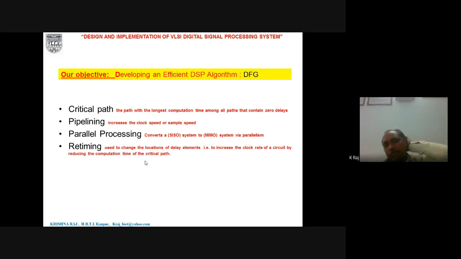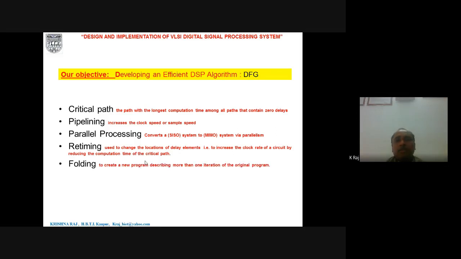Retiming is an algorithm used to change the locations of the delay elements. Delay elements means the energy storing elements. We can change the location and position of the energy storing elements in such a manner that the performance remains the same, and hence the clock period of the critical path may be reduced, and hence the sampling time period will be reduced, and we will get an efficient algorithm.